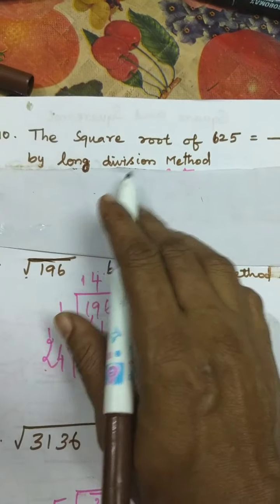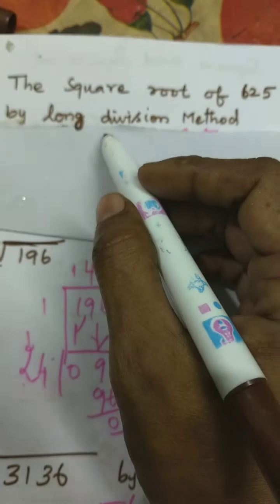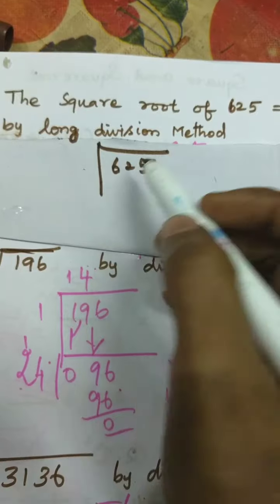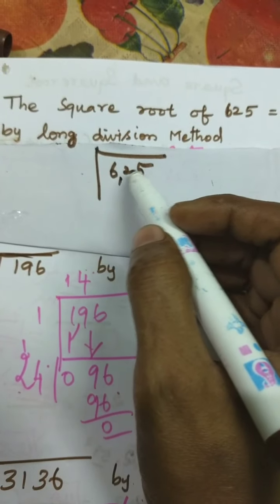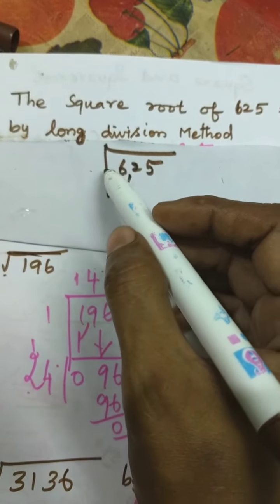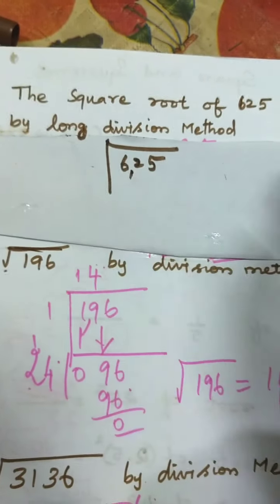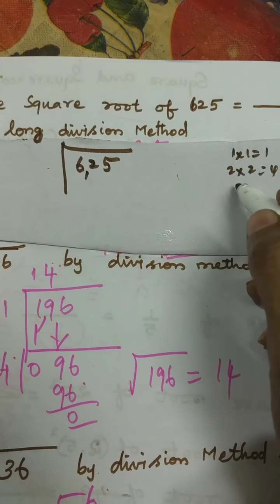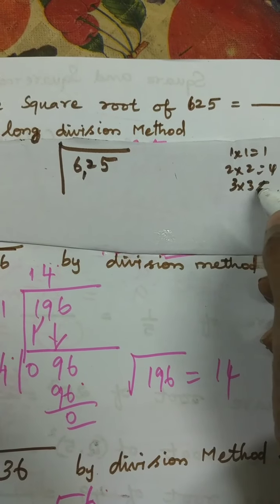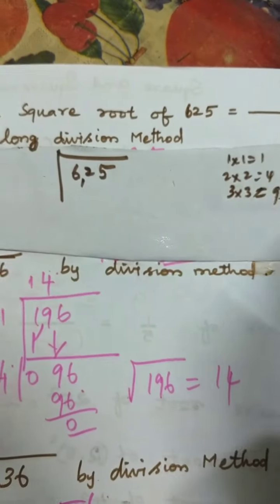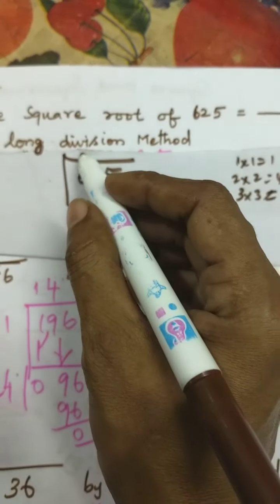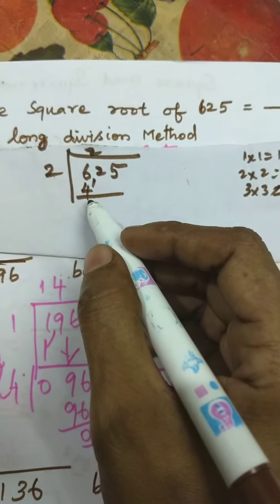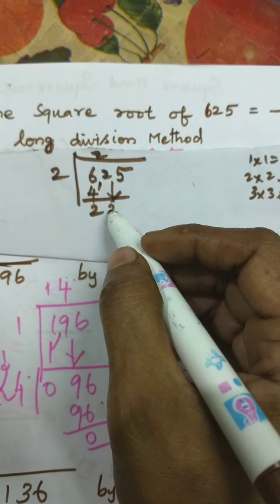The square root of 625 is equal to dash. You have to do it by the long division method. We do the long division method for 625. Here you have to split two digits from the last. Then the first group is 6. We know that 1 one is 1, 2 twos are 4, 3 threes are 9. So now we have 6 only, so you have to write 4. 2 twos are 4. Okay. You subtract now, 2, and you bring down 25.